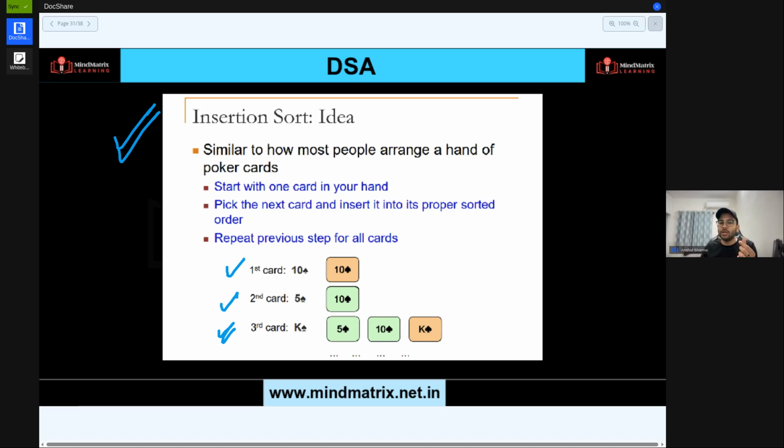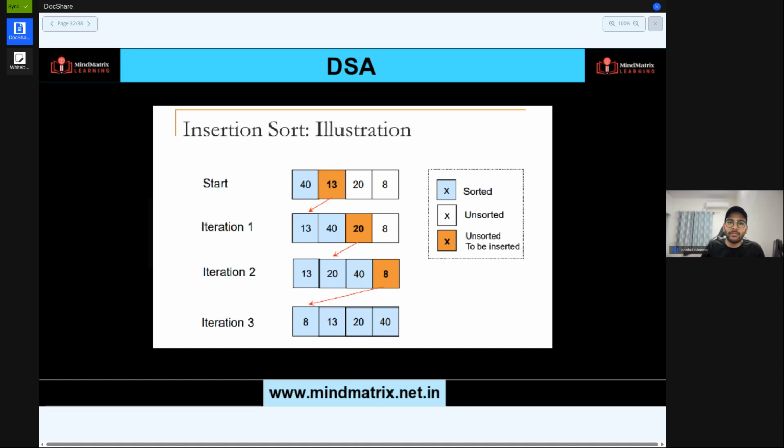So what we are doing actually, as soon as you pick the next card, you will see where its correct position is, and you will place it there, right? You pick the next one, find the correct place, and place it at that point, right? So are you getting the idea behind this insertion sort? And you have to repeat for all the cards. This is what we are doing in this algorithm as well.